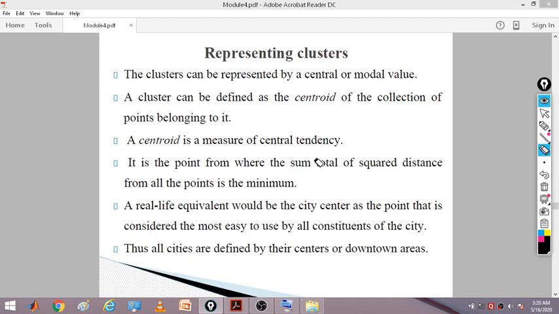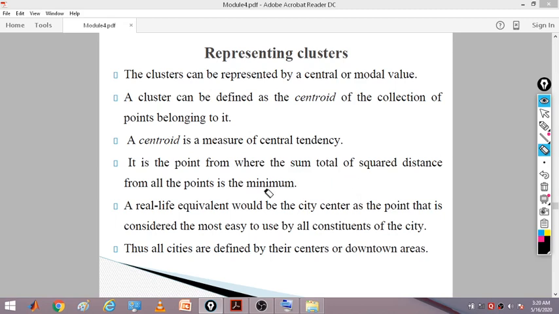Whatever we measure, we always measure in terms of the distance from the center. So the centroid is a measure of your central tendency. It is a point from where the sum total of the squared distance from all points is minimum. I'll show you in the next class to understand. The sum total of all the squared distances from all the points is minimum.